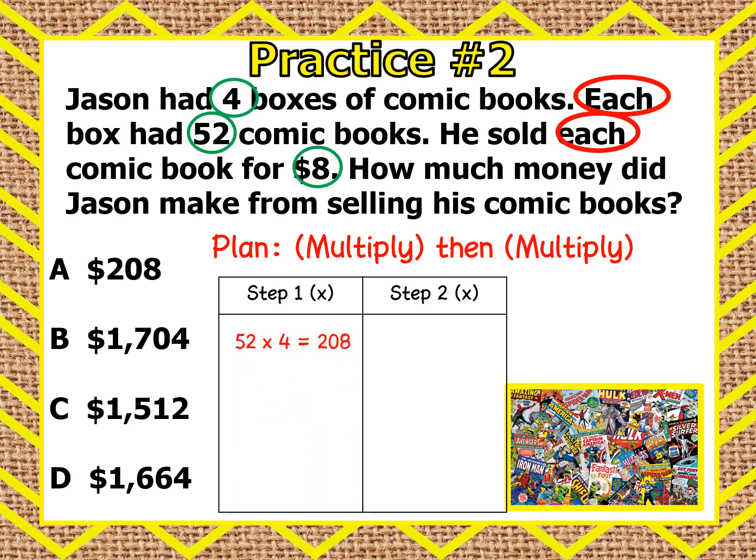First, I'm going to multiply 52 times 4. That gives me 208. Then I'm going to multiply the 208 comic books by $8 because he sold each one for $8. 208 times 8 equals 1,664. So Jason made $1,664 from selling the comic books. Wow, that is a lot of money he made.